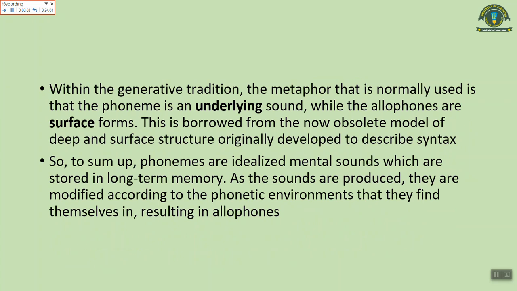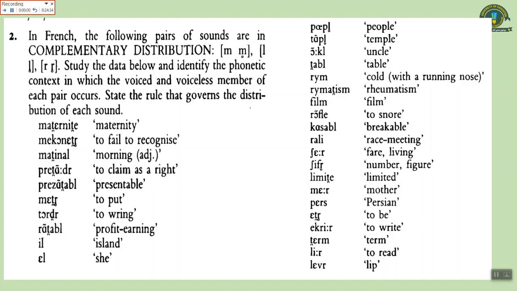Here are two more terms that we need to remember. Underlying sound is sometimes used for phoneme, and the term surface forms is used for allophones. These terms are actually borrowed from syntax, where we talk about underlying forms or surface forms. If you remember Chomsky, he introduced these terms. So now we will move on.